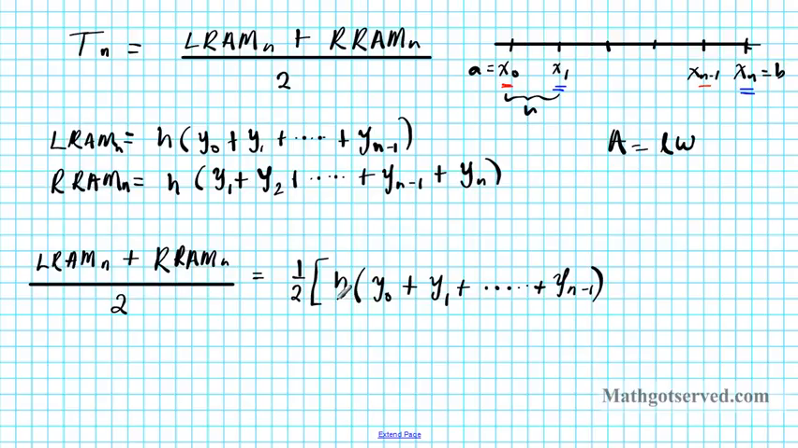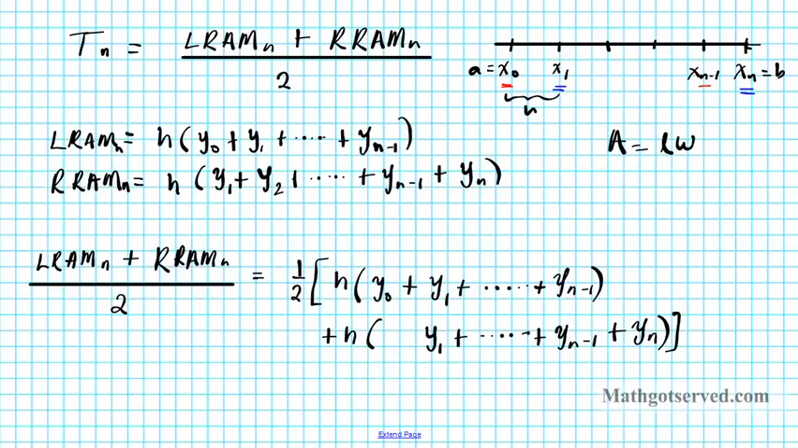This is the LRAM, sorry. This is LRAM, okay? And then I'm going to add on RRAM because we're adding LRAM and RRAM. So RRAM is going to be h times y sub 1 plus and so on, plus y sub n minus 1 plus y sub n. Okay? So there you have it.